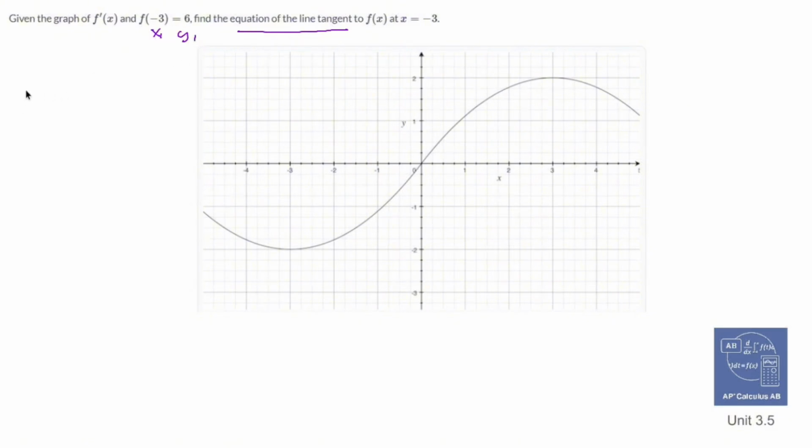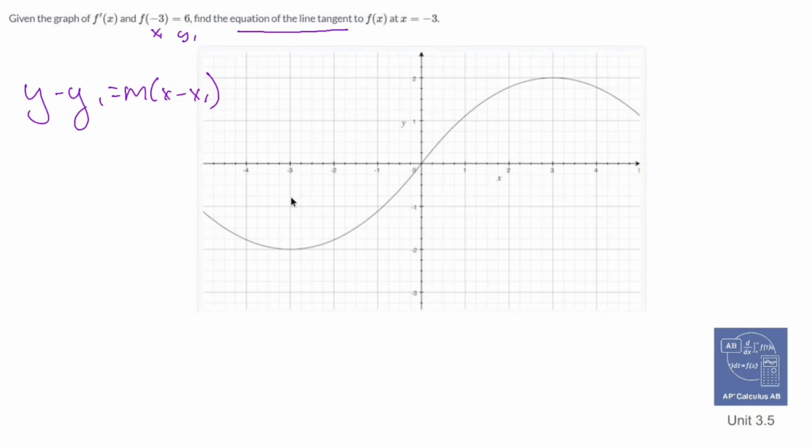So if I'm thinking, all right, well, let's do y minus y sub 1 equals m times the quantity x minus x sub 1 and do point slope form, you're thinking the right thoughts. We have our point, and there it is. What we don't have is our slope. However, we have the graph of the derivative, and the graph of the derivative is going to give us our slope at that point.